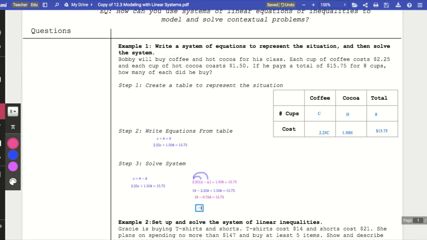So then I have negative 0.75H equals negative 2.25. And then I'm just going to divide. So I'm dividing H by negative 0.75, and then I'm going to divide negative 2.25 by negative 0.75. And when I do that, I get 3. So H is equal to, we'll even do this in a different color.